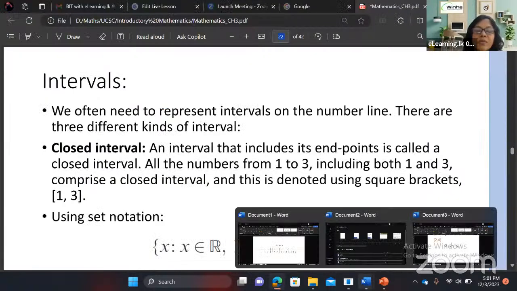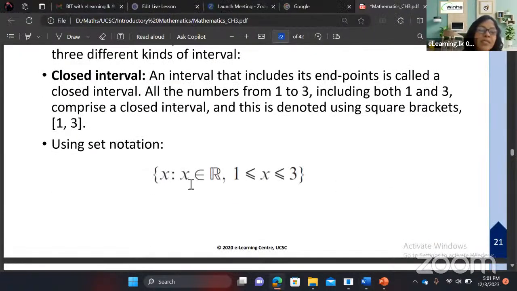So if you are representing it using set notation, x is the value that can be represented in the number line. x belongs to the real numbers. That means, as I said earlier, the value we are representing in the number line can be any real number. So x belongs to real numbers and x is between 1 and 3, including both 1 and 3. We call this a closed interval.